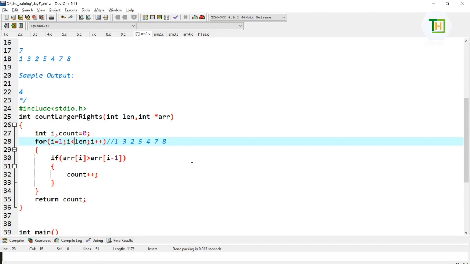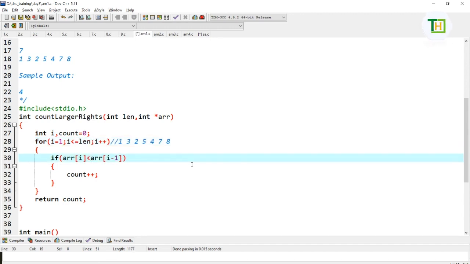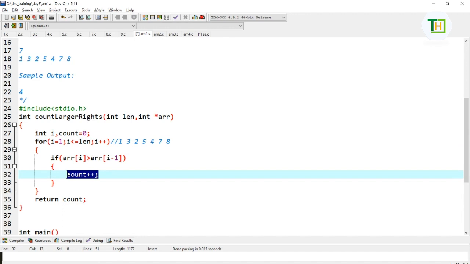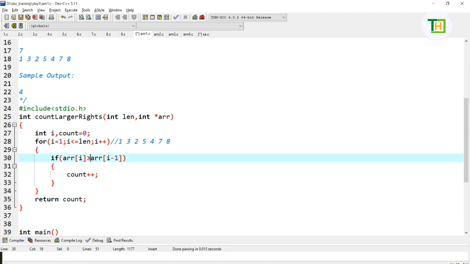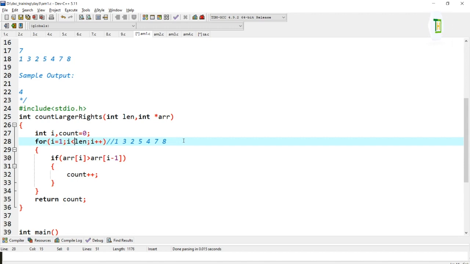This is the program here. And here we have to check. We have to modify this value to greater than. Why? Because I am going to check if this value is greater than the previous value, then only I have to increment the count. That's why I am going to modify this less than to greater than. And here, if the length is 100, we have to go up to 99 only. That's why we have to remove that equal to also.